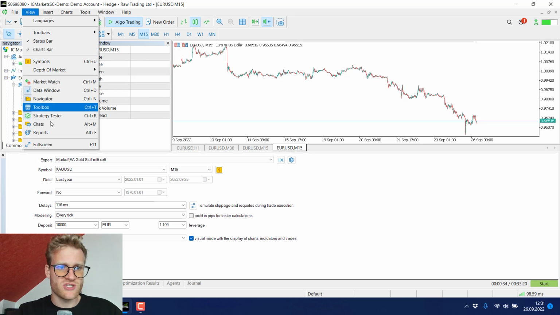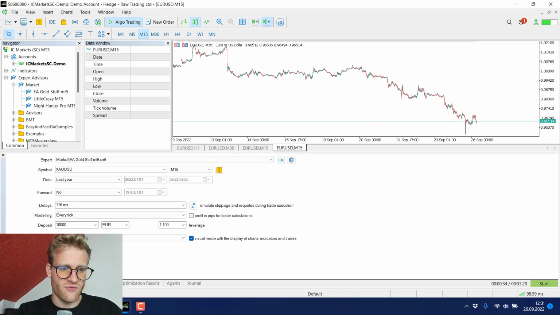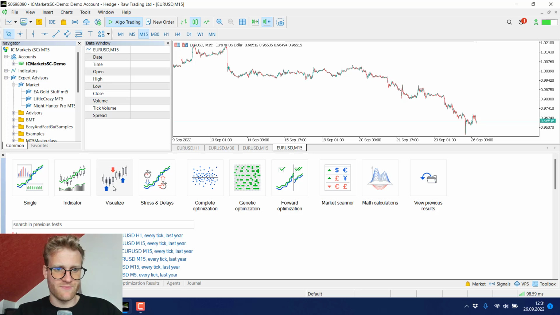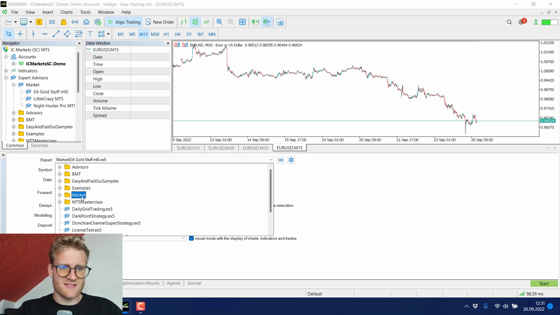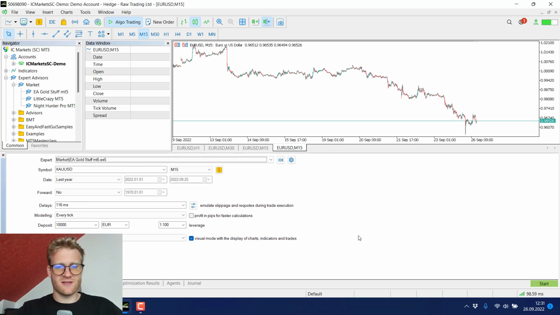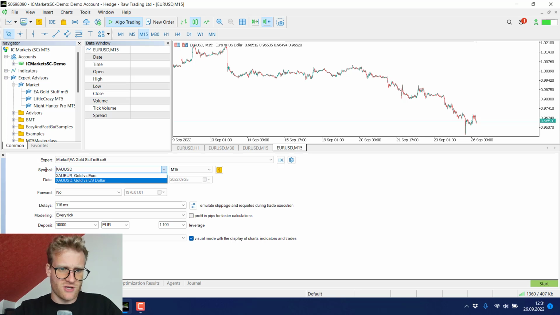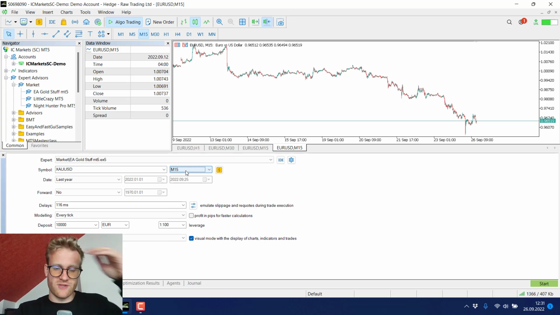So you can click on View Strategy Tester, and it will open the strategy tester for you. Then you can click on Visualize and select an expert advisor here. And I will select this market EA Gold Stuff Expert Advisor here, and then you can choose a symbol. I like to go with this gold market here because this is what is recommended in the mql5 forum program description for this EA. Then you can choose a time frame. I will just go with M15, but you will see later on it doesn't make too big of a difference, or I will explain to you what it does.